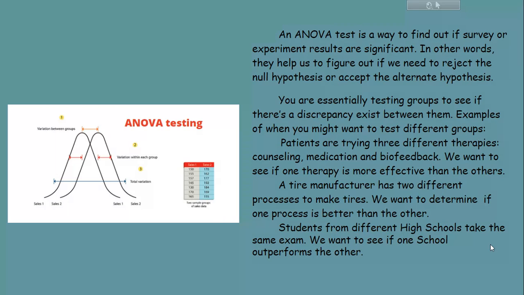Examples that you might want to test for different groups are if you have patients that are trying different therapies for mental health conditions. You could have counseling, medication, and biofeedback. So we want to see if one therapy is more effective than the others. A second example would be a tire manufacturer has two different processes to make tires, and we want to determine if one process is better than the other. Another example could be students from different high schools take the same exams. We want to see if one school outperforms the other.